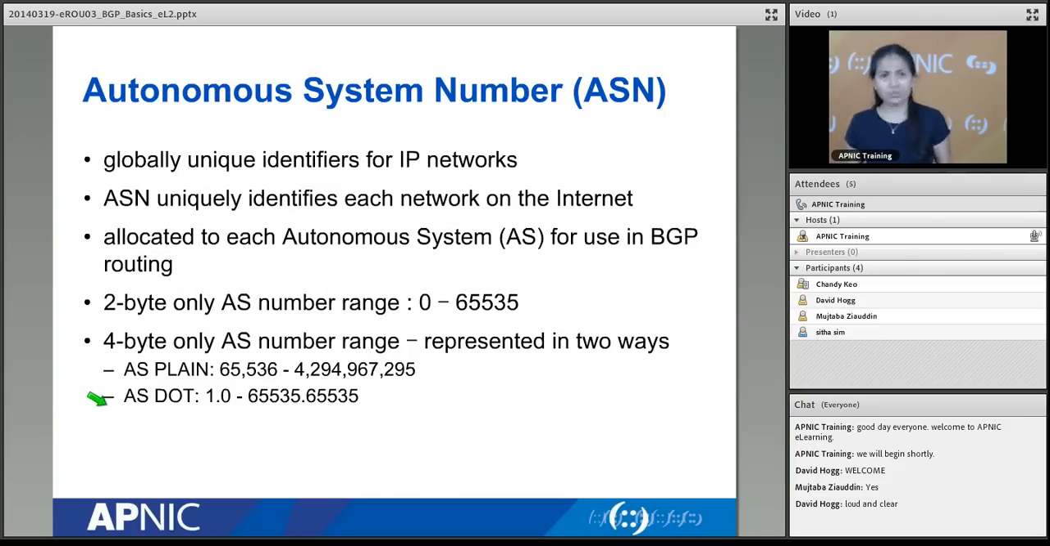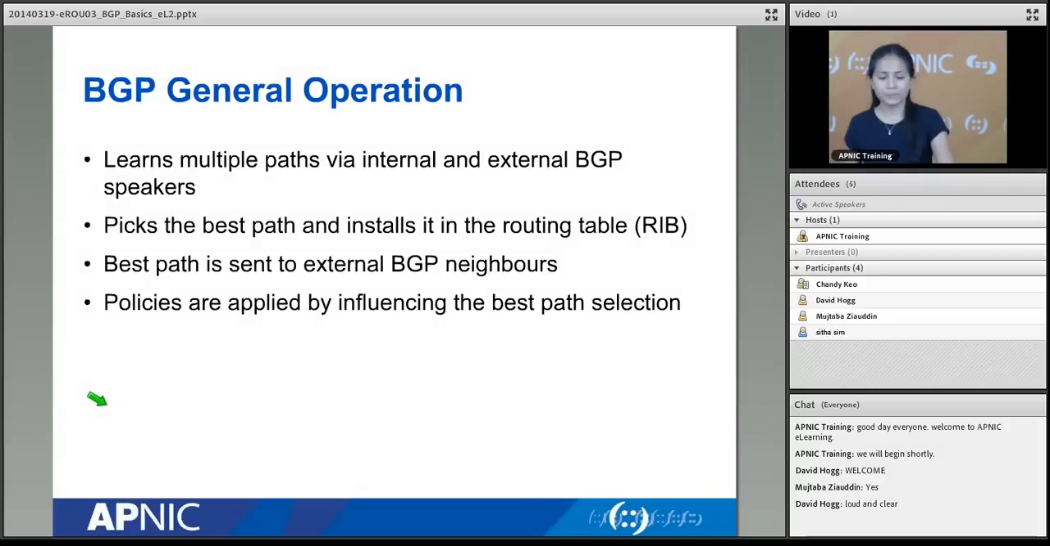We don't actually recommend using AS dot. In our region, mostly we use AS plain, so we'll just stick with that. All right, so those are the essential things that you needed for BGP. We've covered autonomous systems, the different types of BGP, and the different terminologies, peering and transit, that are important factors with how BGP works.